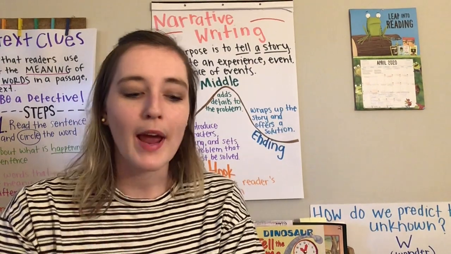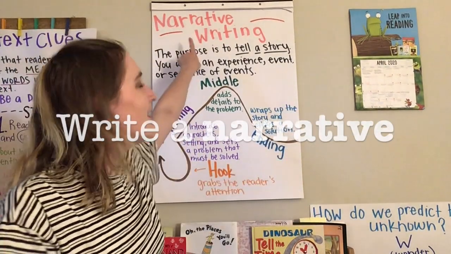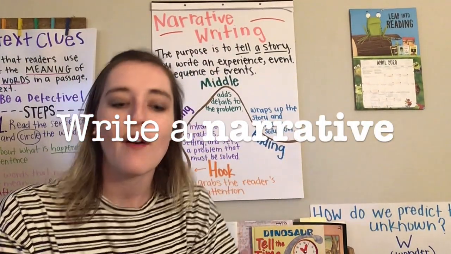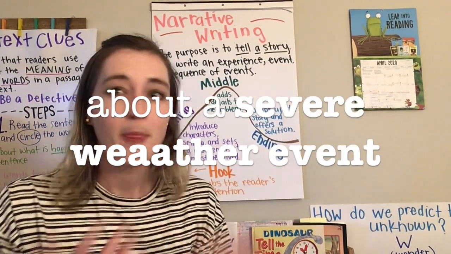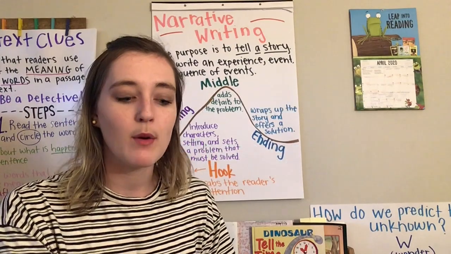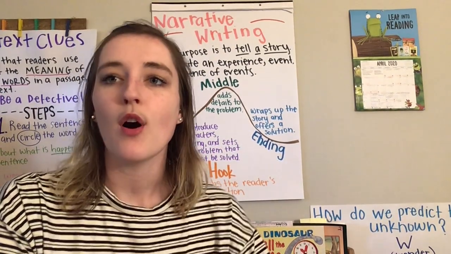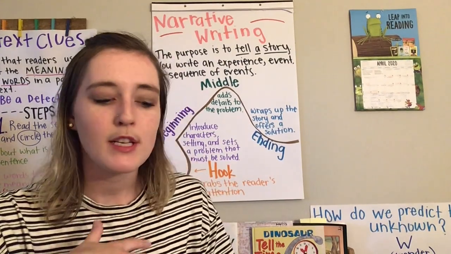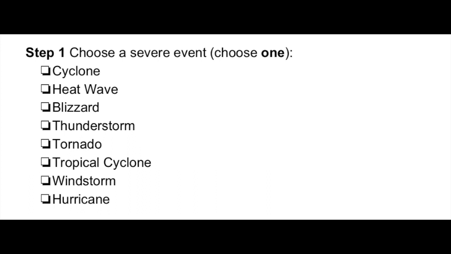So for write a blank about blank, what you're going to do is write a narrative. You're going to write a narrative about a severe weather event. That's all you're going to write there. Go ahead and write a narrative about a severe weather event. So in order to walk you through this process, we're going to go through all the steps together. So step 1 is choose a severe event.